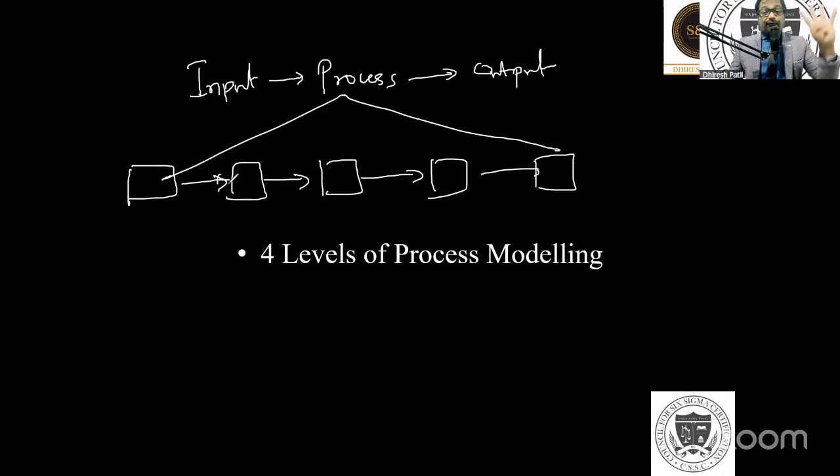Now, there are 4 levels of process modeling or process mapping, I would say. You can just make a note of this. The first level is called the functional level. Make a note of this. Example.